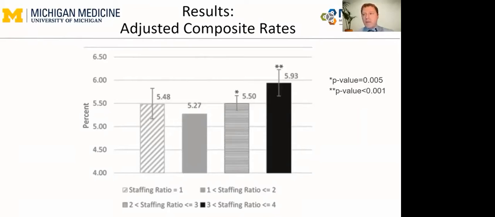This graph here represents the adjusted rates for each staffing ratio group and shows a significant increase in adjusted composite morbidity and mortality rate for staffing ratios between 2 and 3 and ratios between 3 and 4 relative to the 1 to 2 reference.